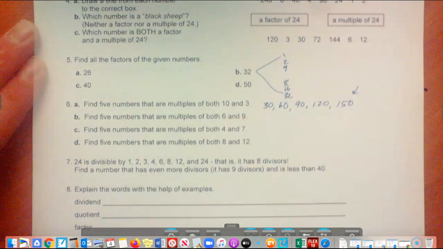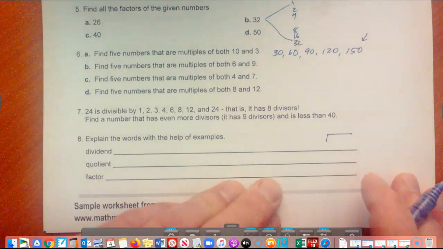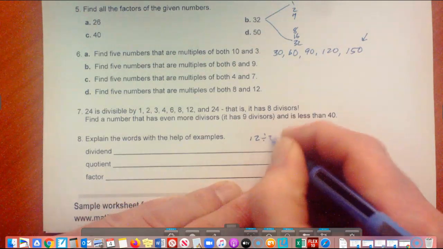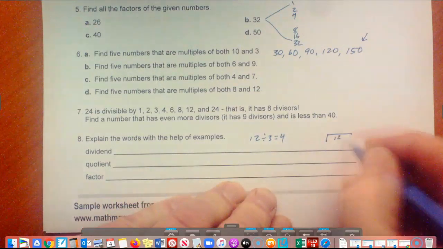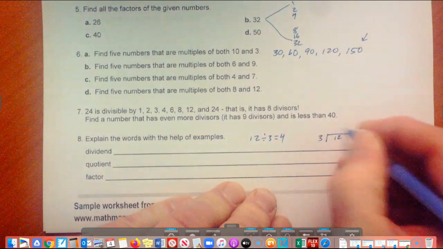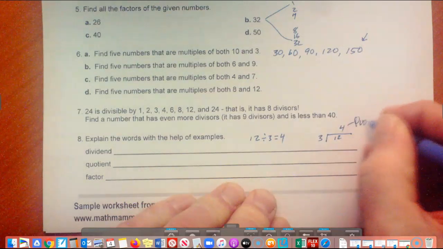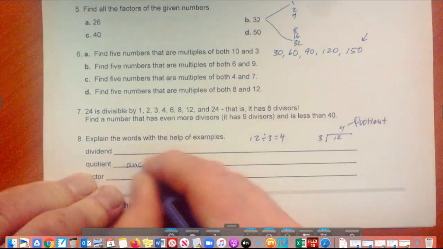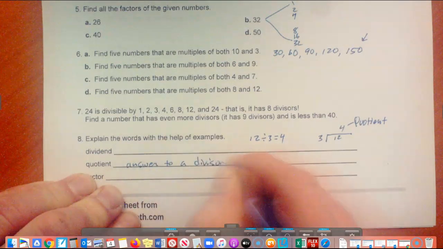And I'm going to do these last questions here. Explain the words with the help of some examples. Let's just write out a real simple problem that you all know: 12 divided by 3 equals 4. So where would you put those? Well, we would put the 12 inside, the 3 outside, and the 4 on top, correct? This is the quotient. That's the answer to a division problem, or the solution.